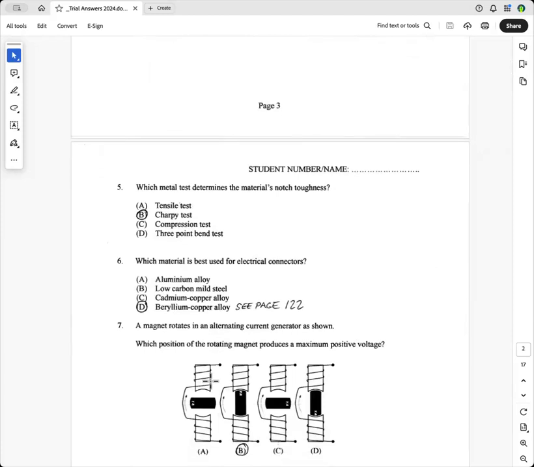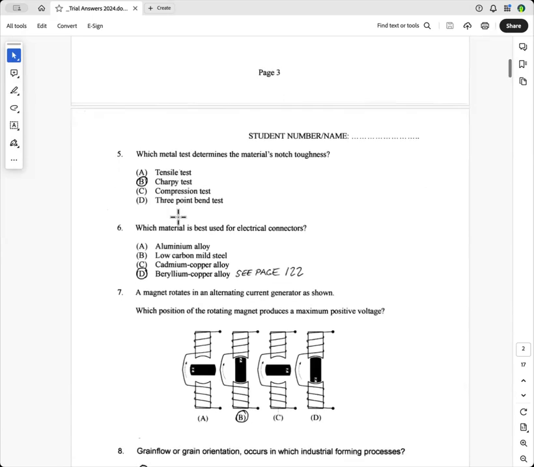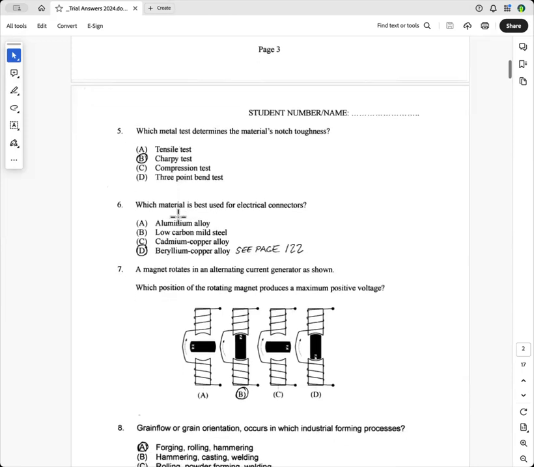Which metal test determines a material's notch toughness? The only sample here that has a notch put in it is the impact test, where it initiates failure because of a stress raiser. And so the Charpy test is the answer there. The other impact test is the Izod test.